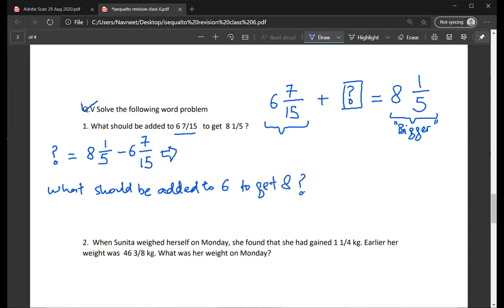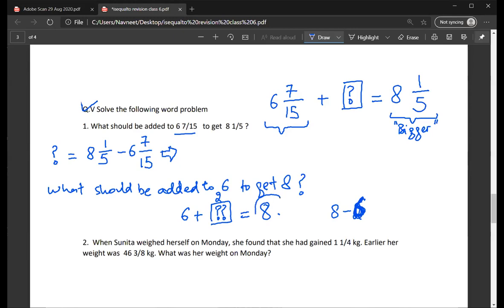Satya, now have you understood? Yes. So what should be added to 6 to get 8? Can I write this as 6 plus something is equal to 8? Yes, sir. So what should be this? 2. How did you get 2? Because 6 plus 2 is 8. You subtracted 8 minus 6. Have you understood? Okay, yes.